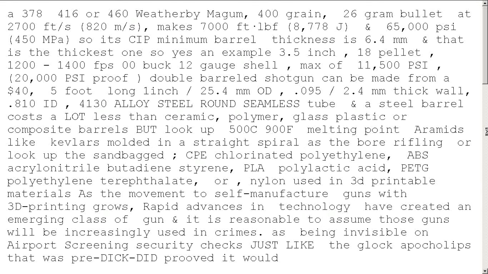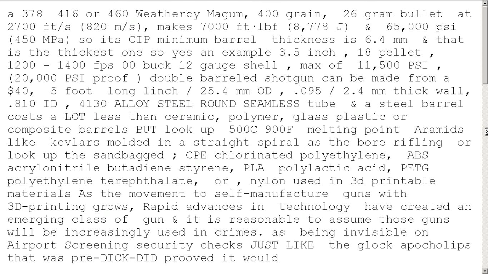So yes, the example I'm going to give of a 3.5 inch 18 pellet 1,200 to 1,400 feet per second double-aught buck 12 gauge shotgun shell with a maximum of 11,500 psi or 20,000 psi for proof testing for a double-barreled shotgun could be made from a $40 5-foot long chunk of 1 inch or 25.4 millimeter outer diameter and 0.095 or 2.4 millimeter thick-walled, 0.810 inner diameter 4130 alloy steel round seamless tubing.